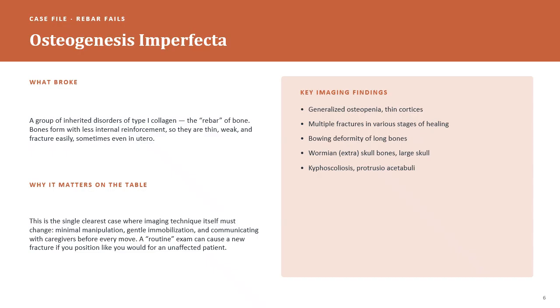The reason this is important to remember is that it's not only about producing a diagnostic image. Even though we want to produce the best image, that's not all it's about. It's also about producing that image without creating additional harm to the patient. So in a patient with osteogenesis imperfecta, we have to ensure that we're safely handling the patient's body parts throughout the entire procedure.